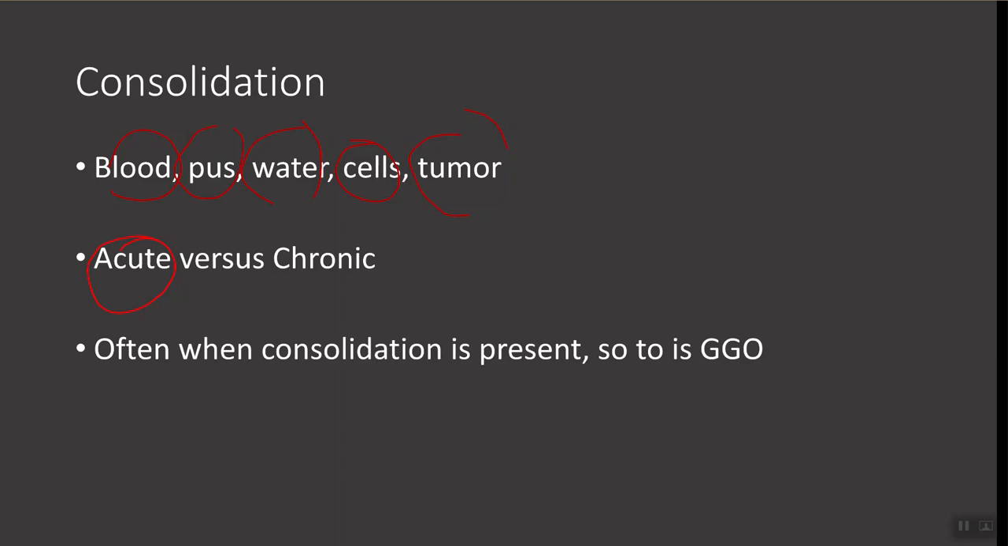The other thing to remember here is that when consolidation is present, often ground glass is also present. And that makes sense, right? Because consolidation represents areas of lung that are entirely filled up with something. Ground glass a lot of times represents incomplete filling. So obviously if you have an area that's completely filled, it wouldn't be uncommon for other areas of the lung next to this area of consolidation to be somewhat incompletely filled. It's not totally affected yet. And therefore, it's not uncommon to have ground glass opacity present when consolidation is present.